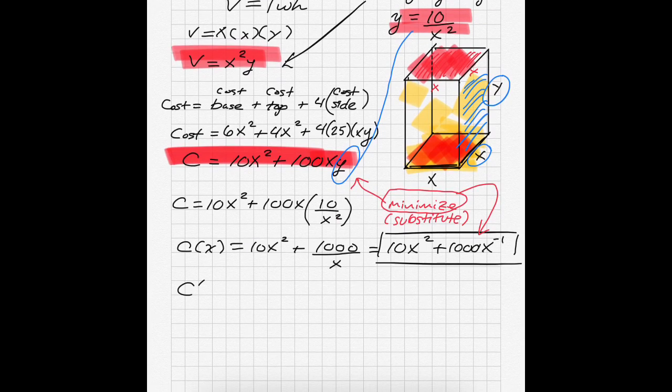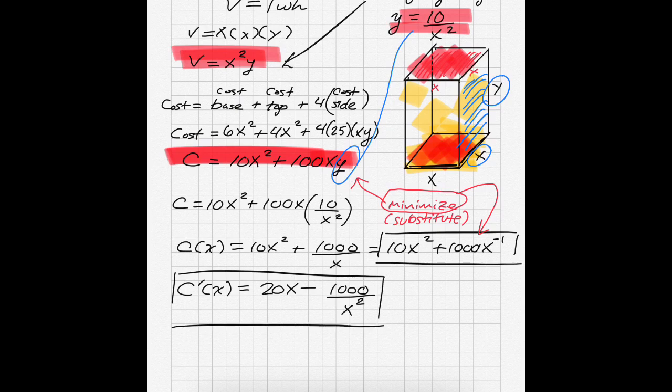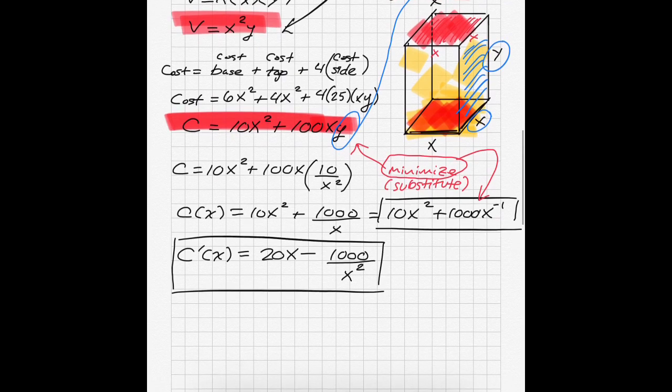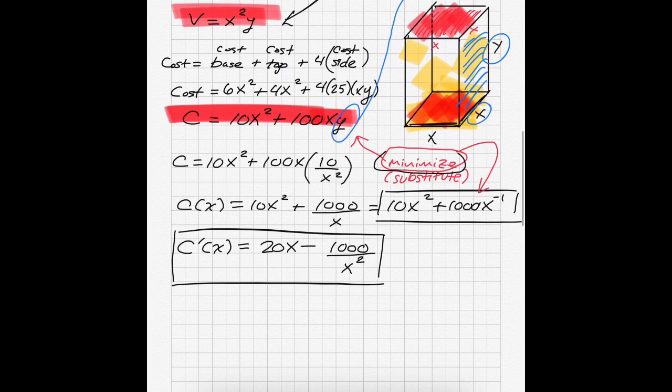So that means I would want to then differentiate. So c prime of x, what is that going to be? 20x minus 1,000 x to the negative 2. It's 1,000 over x squared. There's that. So if I'm looking to minimize, I'm going to look again at where is c prime of x equal to 0.